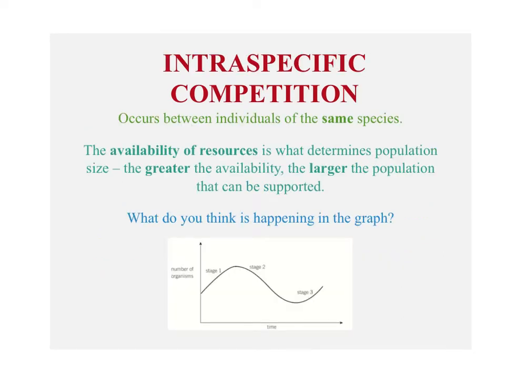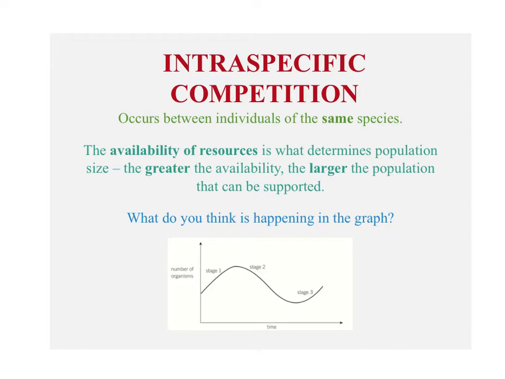Now, this is a growth curve down at the bottom of intraspecific competition. And this is, again, the one that occurs between individuals of the same species, so humans or foxes. And the availability of resources in the environment is what determines the population size. Remember, we've got a carrying capacity of an environment, and that's going to affect the population that can be held confidently by that ecosystem. The greater the availability of resources, the bigger the population that we can support because there's more space, more food, everything like that.